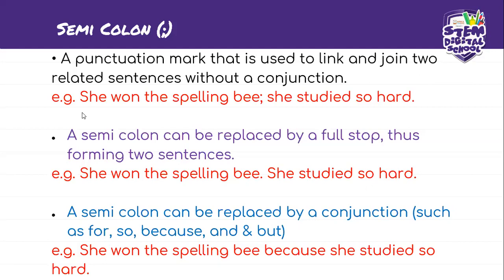All right, so I know some of you, when we talk about spelling bees, think of that movie, Akeelah and the Bee. Yeah, you know how it goes. It's a very interesting movie.